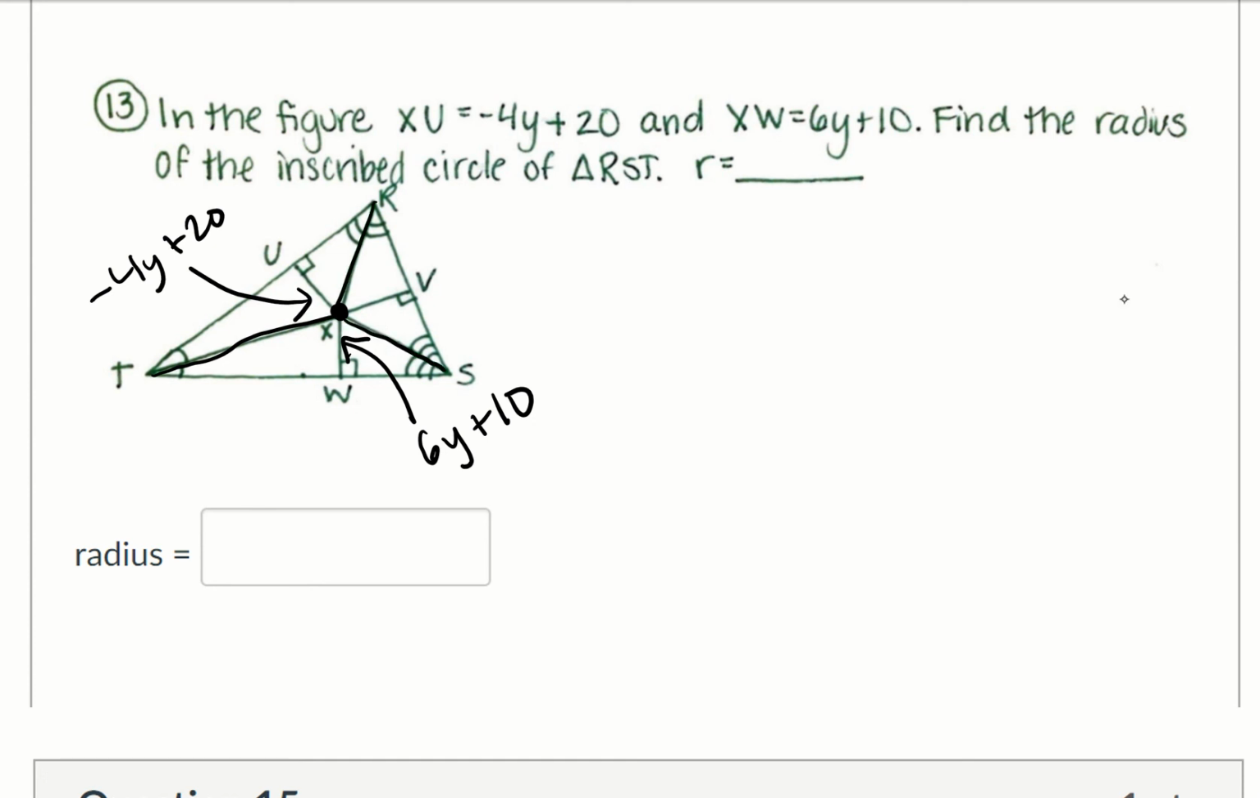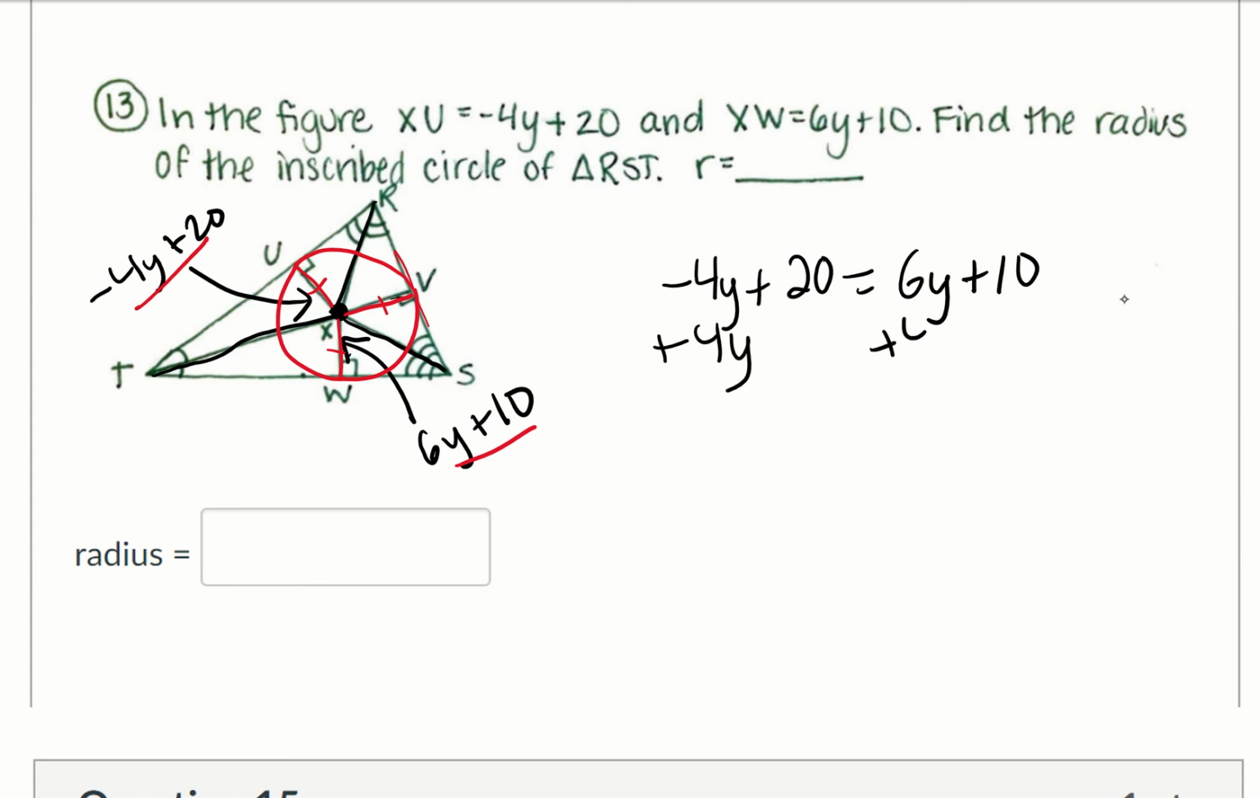And we know that for an incenter, the distance from each of the sides is the same. So the distance here, here, and there from each of the sides of the triangle is the same. And you can draw what we call an inscribed circle here. We're trying to figure out the radius of that circle. But clearly these are both radii, right? Negative 4y plus 20 and 6y plus 10. So they have to be congruent to each other, and we're going to set those equal. So negative 4y plus 20 is equal to 6y plus 10. We'll go ahead and combine the y's on the right side, so we'll move that over to cancel this out.